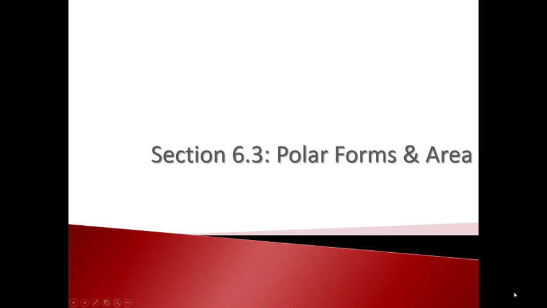Section 6.3 Polar Forms and Area. Up to now, the only coordinate system we have used is the Cartesian coordinate system. In this section, we introduce the polar coordinate system.